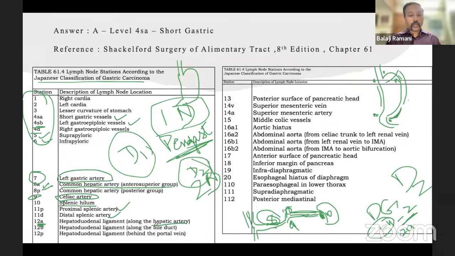anteriorly you are going to have your 12A. So along the bile duct is going to be B. So this side is going to be A, this is going to be B, and behind the portal vein is P. So A is for artery, B is for bile duct, and P is for your portal vein. And the thing that has to be removed is the 12A group of nodes.